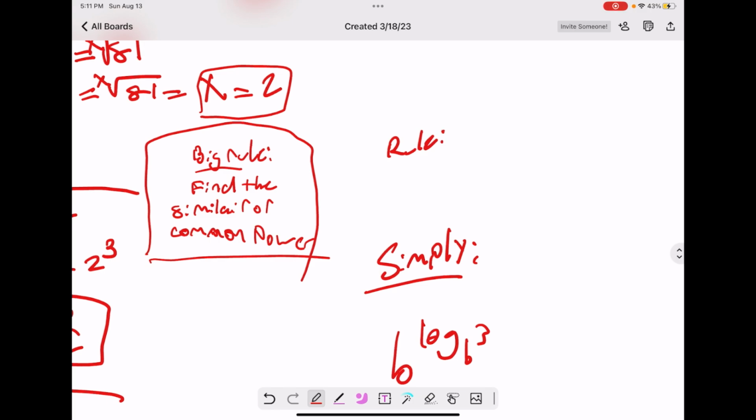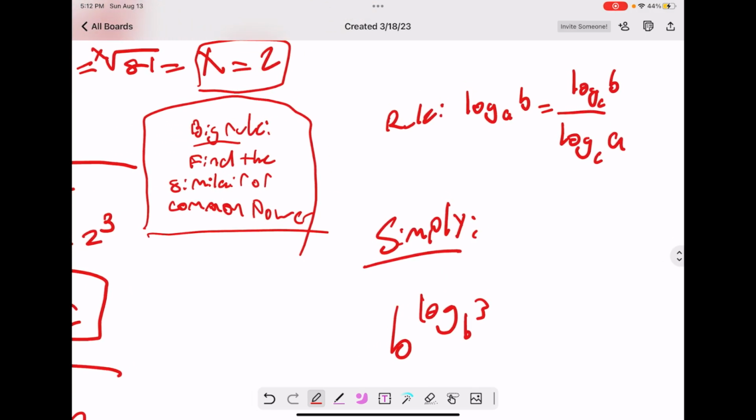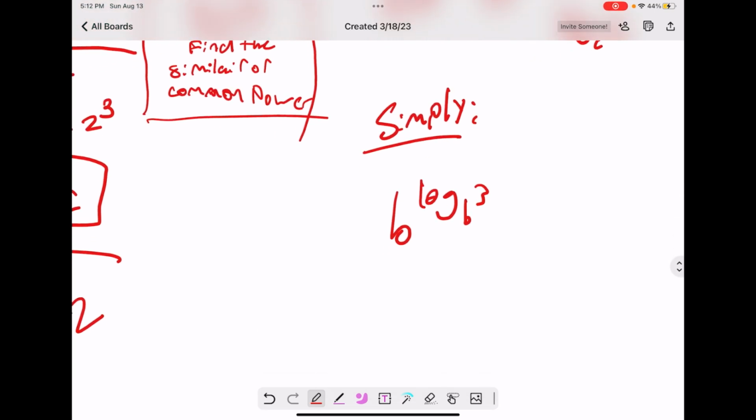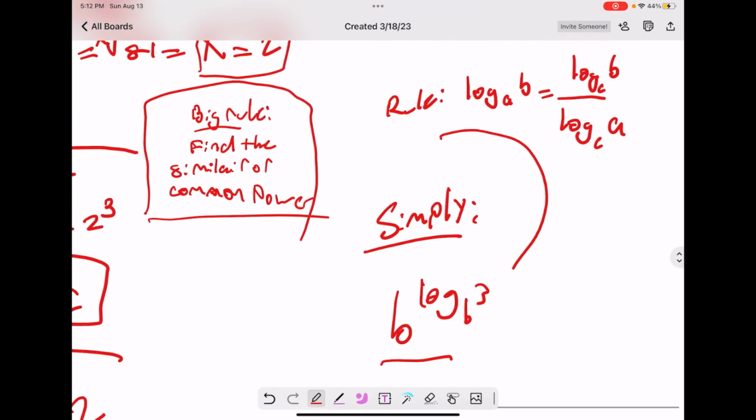This rule is that log base a of b is equal to log b over log a, and they have to have a similar base of logarithm. In this case, they're both c. And so that is a logarithmic rule, and we can apply this rule to here.